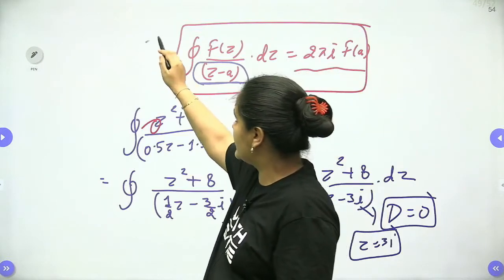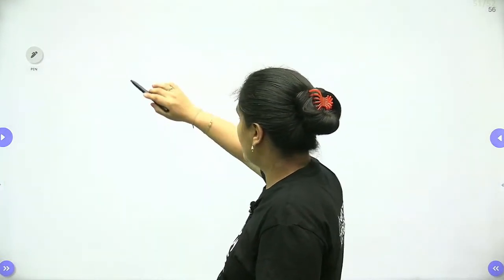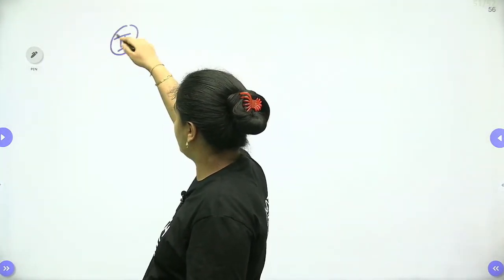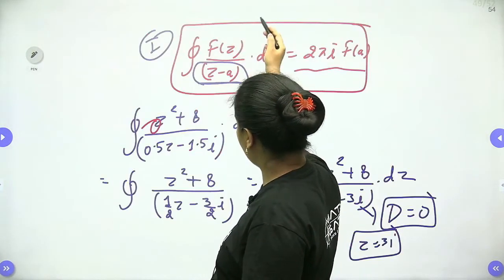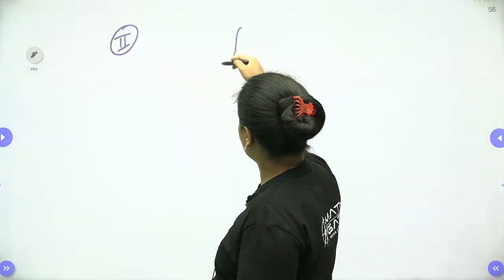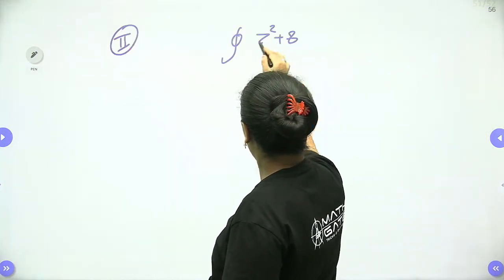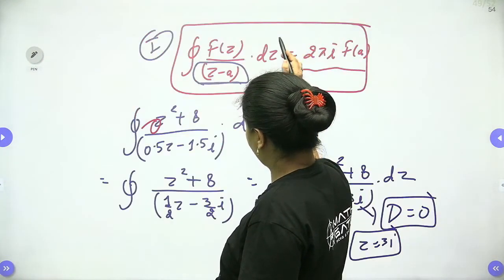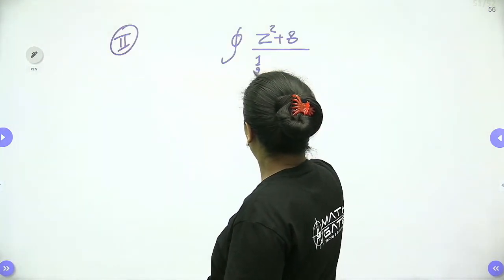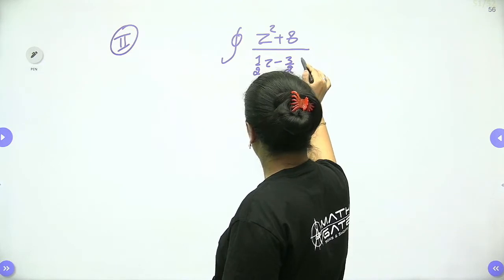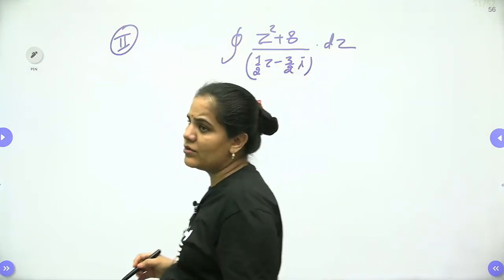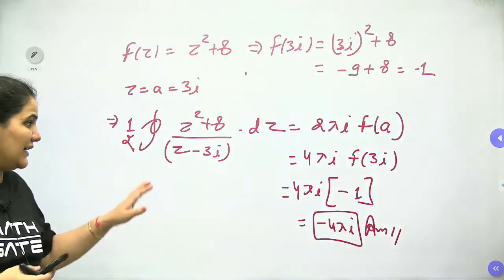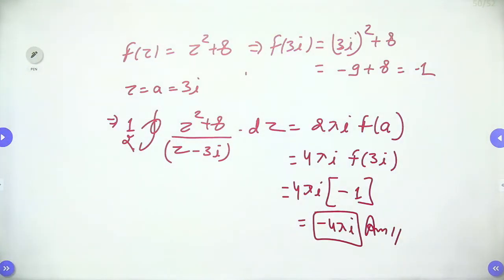If you want to go with the residue theorem, I will show you the residue also. You have to find the residue at the pole. So let me write down the function first for you. The function is just like this, z square plus 8 divided by 1 by 2 z minus 3 by 2 iota dz. I think in this no one has any difficulty, we can easily approach from here, guys.